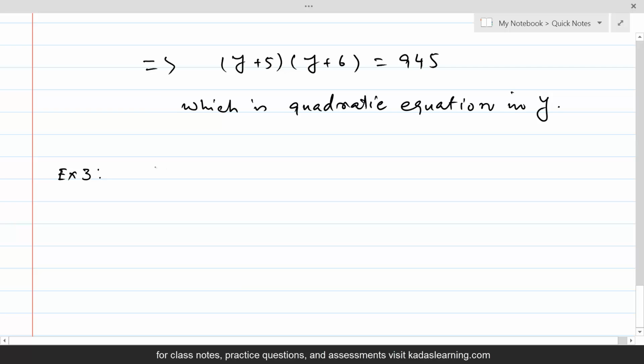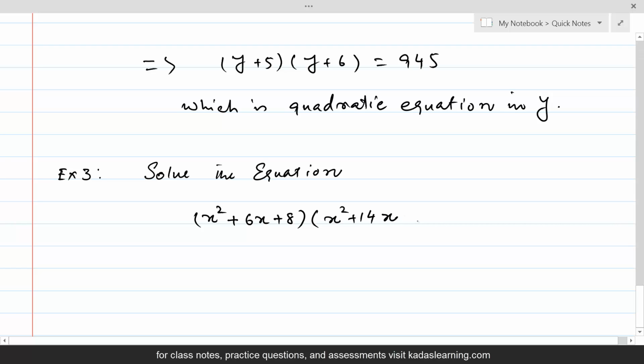In this, the given equation is: solve the equation. What is this? This is (x² + 6x + 8)(x² + 6x + 8) times (x² + 14x + 48) equal to 105. Now what to do?